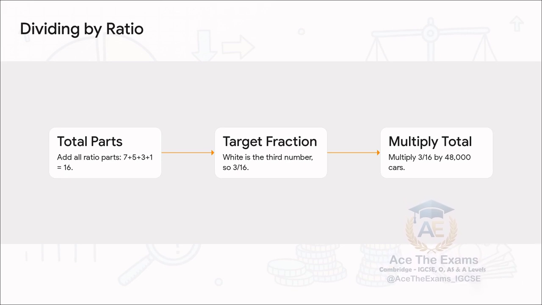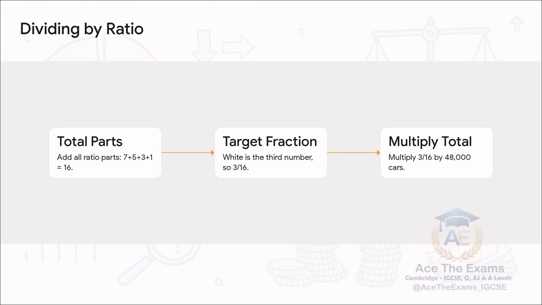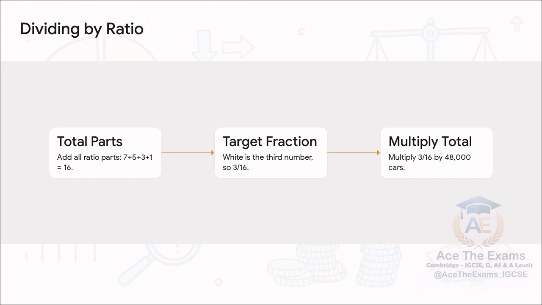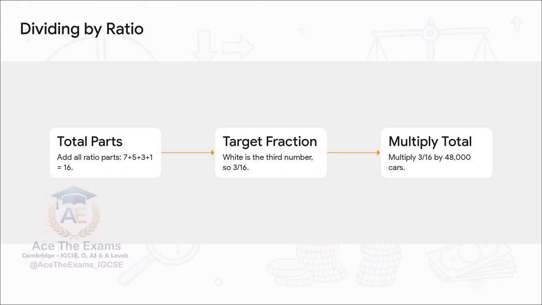First, add the ratio numbers together to get the total number of parts. So, 7 plus 5 plus 3 plus 1 equals 16 total parts. Second, create a fraction for your target group. White is the third number in our ratio, which is 3, so its fraction is 3/16. Finally, step 3, multiply that fraction by the total amount of cars.